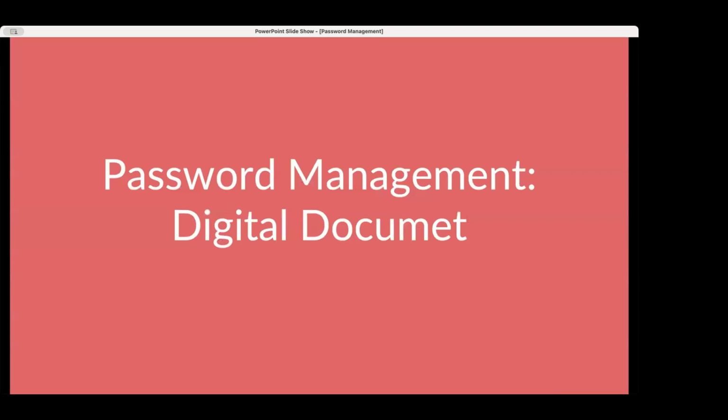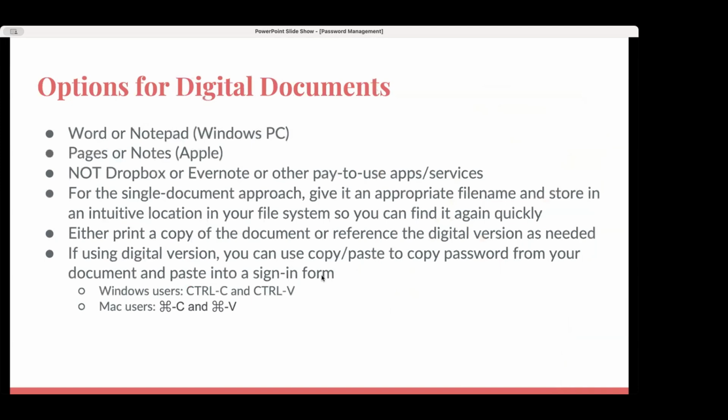A second level up, if you will, for password management is instead of pen and paper, you're going to use a digital document of some kind. In other words, a word processing type document. Your choice of tool depends on the operating system or the device you're using. If you're on a Windows PC, you can use Word or Notepad. If you're on an Apple device, you can use Pages, which is the word processor on Macs, or you could use Notes, which goes across all your Apple devices. Do not store this document in Dropbox or Evernote or some other service where you have to pay to access it, because if your account expires, you no longer have access to that document.